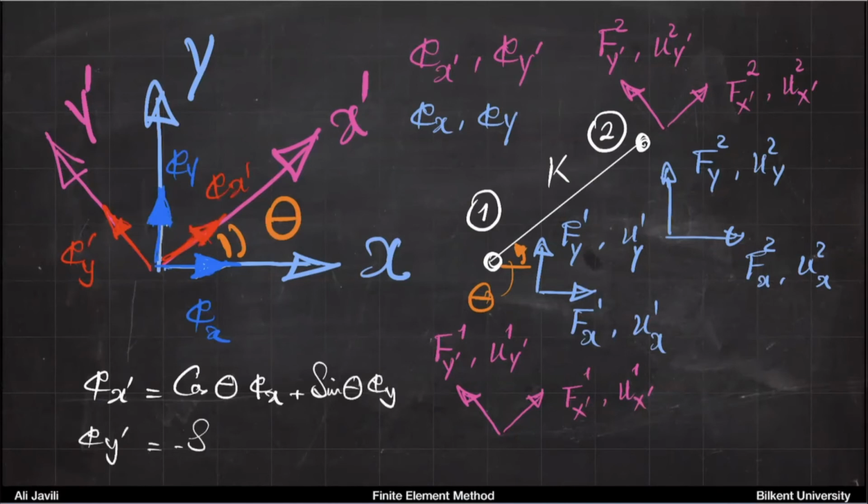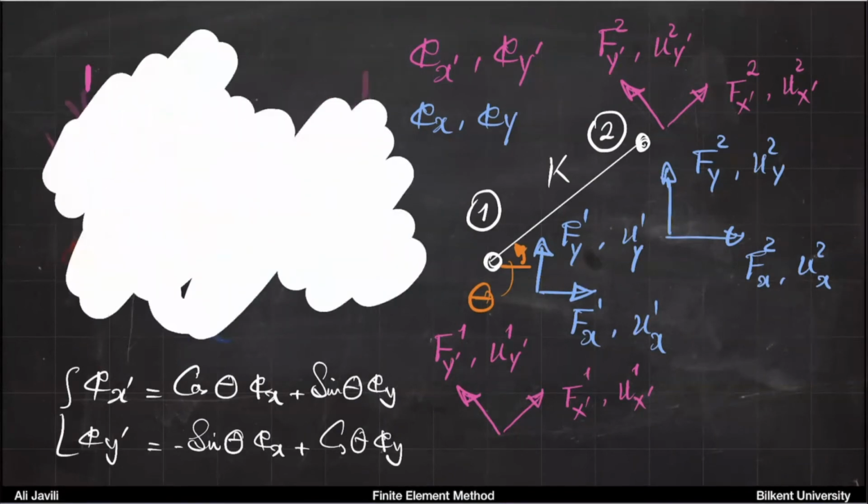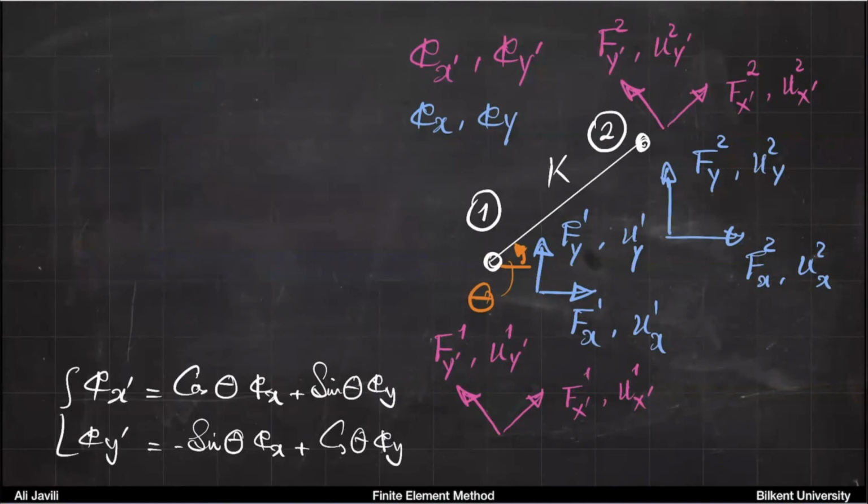is minus sine theta Ex plus cosine theta Ey. Okay, so you have that. And using that information now, what you can do is to write your force vector from one coordinate system to the other.